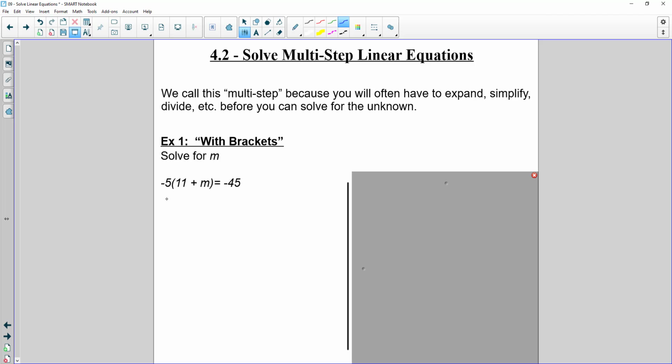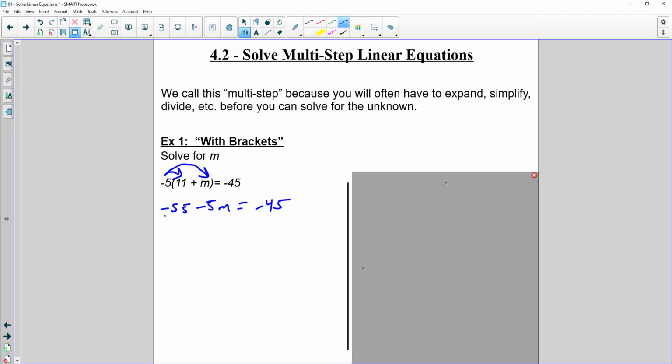So one thing we could do is just get rid of the brackets, and we could do that by multiplying through. I'm going to multiply everything in the brackets by -5. So I have -55 minus 5m equals -45. Now that we've expanded out the brackets, we're back to an identical question we would have seen in 4.1. So let's go ahead and solve for m here.